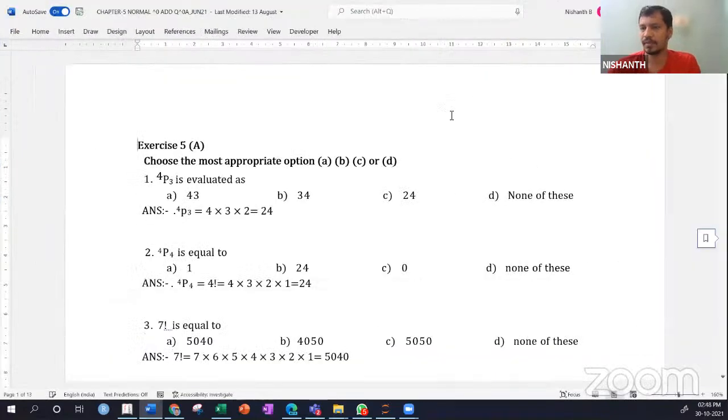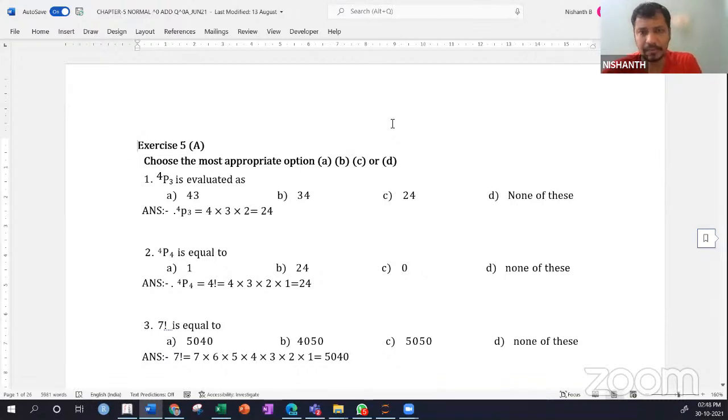Yeah. So permutations and combinations. Permutation basically means arrangement. Combination means selection. So whenever they're asking you for an arrangement, it's permutation. Whenever they're asking you for a selection, it is combination. Or whenever they ask you for combination, it is basically selection.